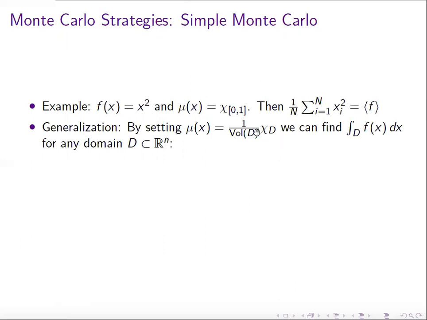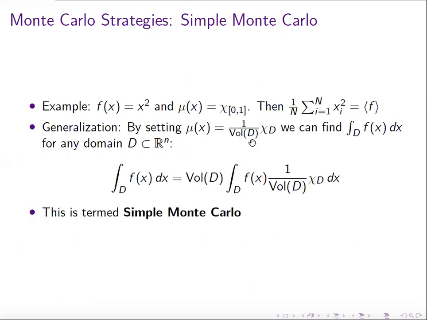you can set mu to be the characteristic function divided by the volume to make it a density function, and you can multiply the integrand by the right characteristic function to turn this into a Monte Carlo problem, because this right here is in the f times mu form. This approach is called simple Monte Carlo.